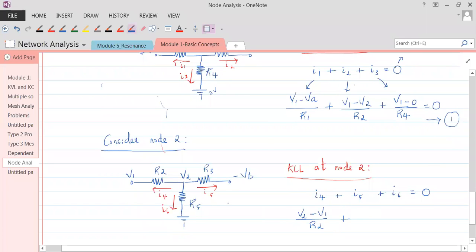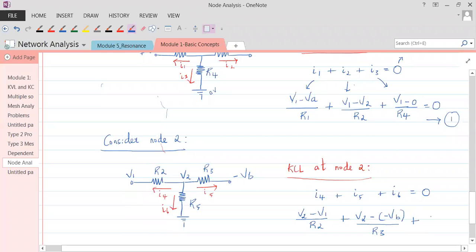V2, it's V2 minus of minus VB. Very important. Here I am writing minus of minus VB. But you should understand we can write it as V2 plus VB, divided by R3.